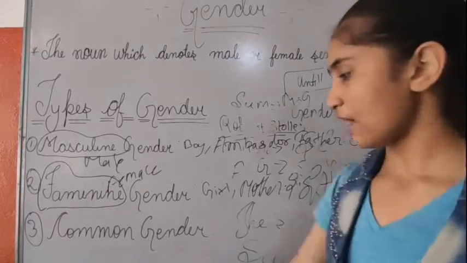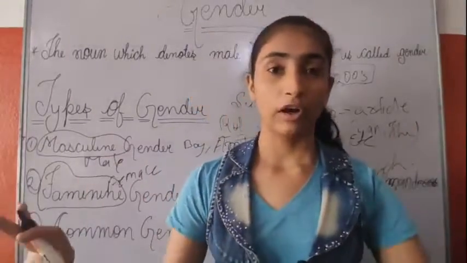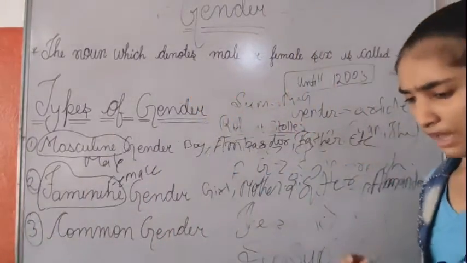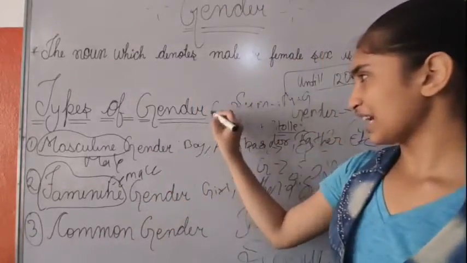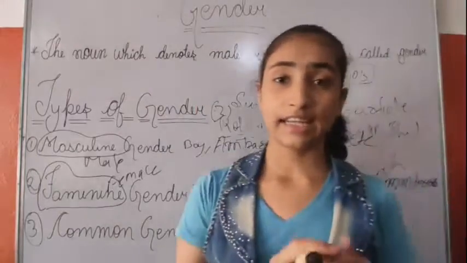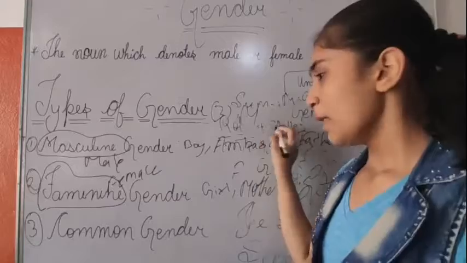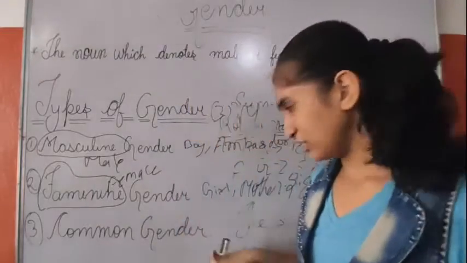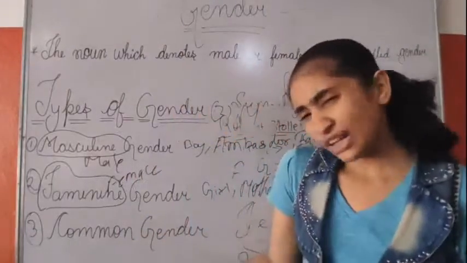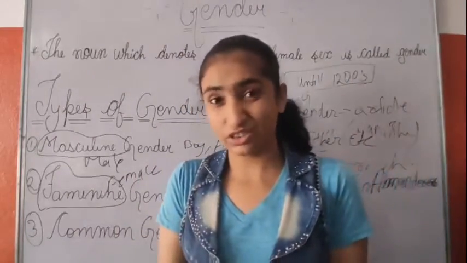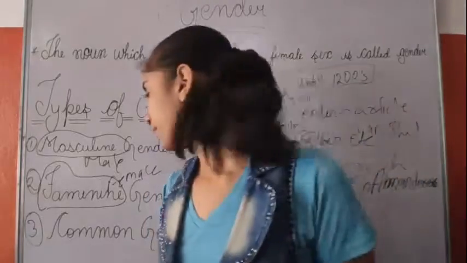Okay, now the common gender. That's the most confusing part of the grammar. Mainly when people ask me, are there only three types of gender? I say no, there are four types of gender. Sometimes they ask me, is common gender very essential? Then I say, yes, it's essential.